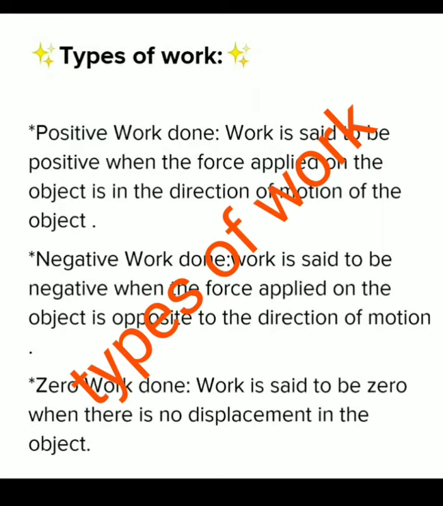Work is said to be negative when the force applied on the object is opposite to the direction of motion. As you can take the example, if we are going forward and the force is acting in the backward direction, then obviously the work done is said to be the negative one.